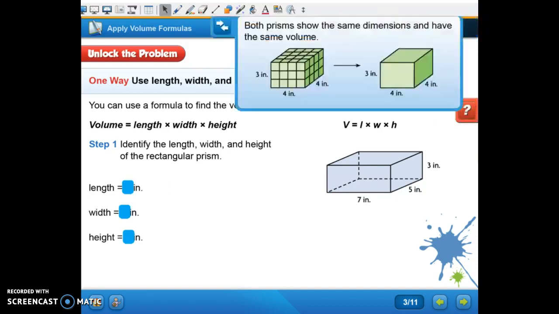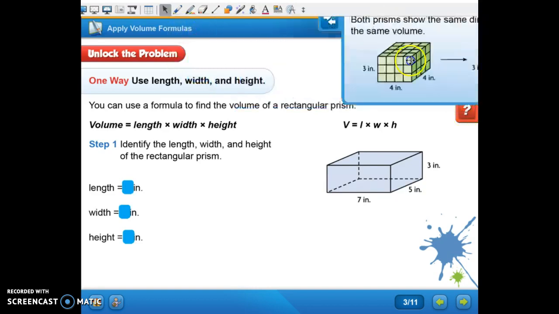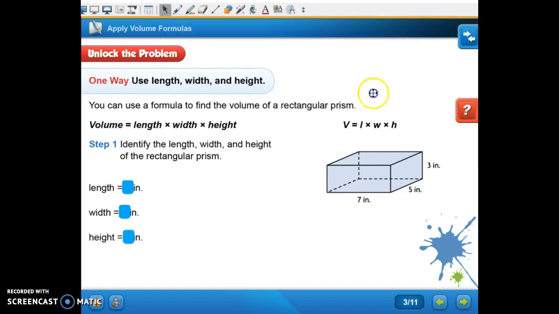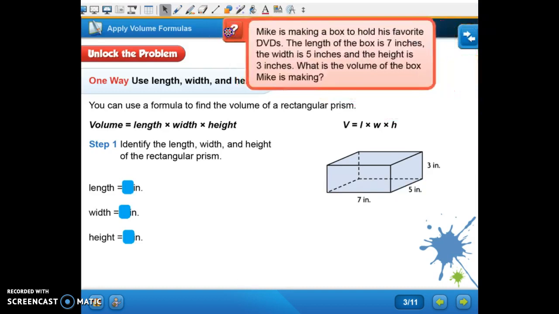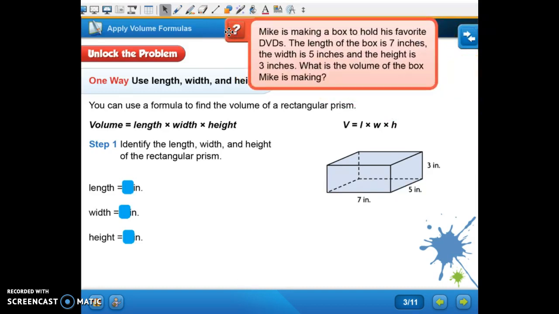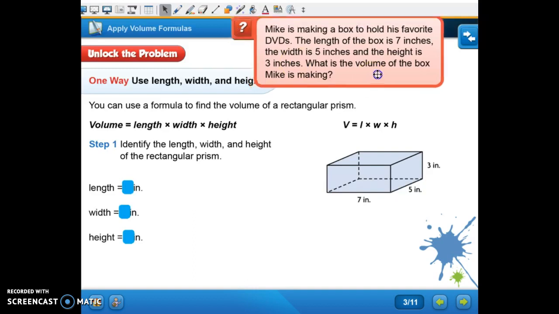Here's our problem for today. Oh, not that again. Mike is making a box to hold his favorite DVDs. The length of the box is 7 inches. The width is 5 inches and the height is 3 inches. What is the volume of the box Mike is making?